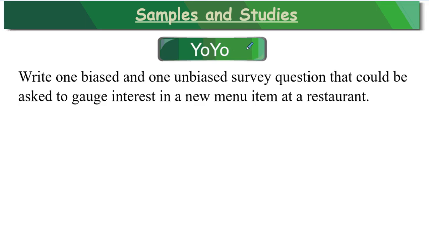And the last thing I would encourage you to do is maybe write one biased and one unbiased survey question that could be asked to gauge interest in a new menu item at a restaurant. So an unbiased question would be something like, what do you think about a new menu item? You could just ask them to rate it on a scale of 1 to 10. That would be an unbiased question. There's nothing wrong with that. But if you ask them to rate it on like excellent, good, or great, they don't even have the option of doing not great. So you can come up with your own.